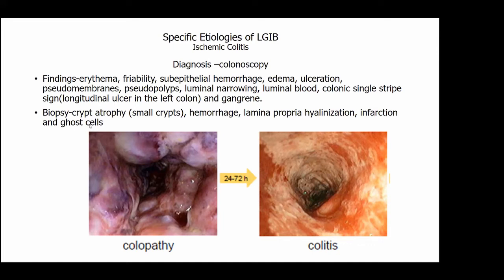And there are distinctive changes of colonic ischemia if you biopsy the colon. For example, you can get crypt atrophy, which is small crypts. You can get hemorrhage, lamina propria hyalinization, which means that the lamina propria is filled with this homogeneous pink stuff, and you can get infarction and ghost cells. And infarction is frankly dead colon, and ghost cells are dead individual cells.